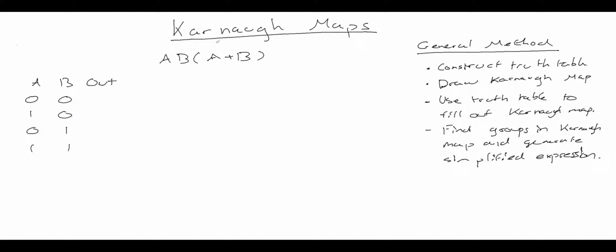for each row into my unsimplified expression to get the output column. So we've got 0 and 0 ANDed with 0 or 0, which is just going to be 0. We've got 1 ANDed with 0, ANDed with 1 or 0, which is going to be 1 ANDed with 0, which is going to be 0.